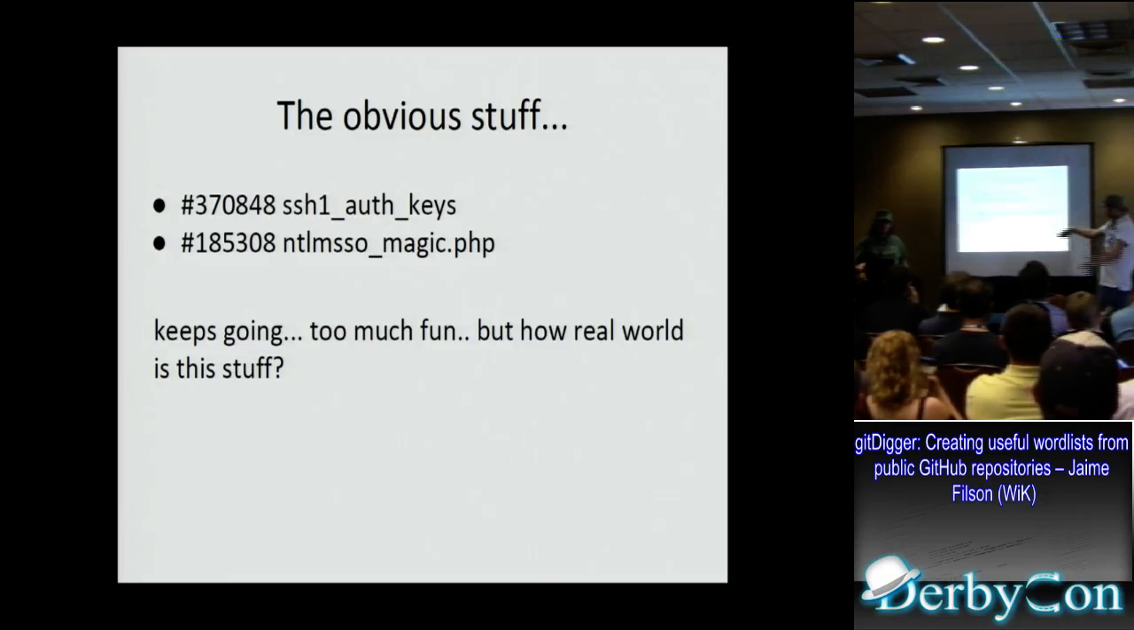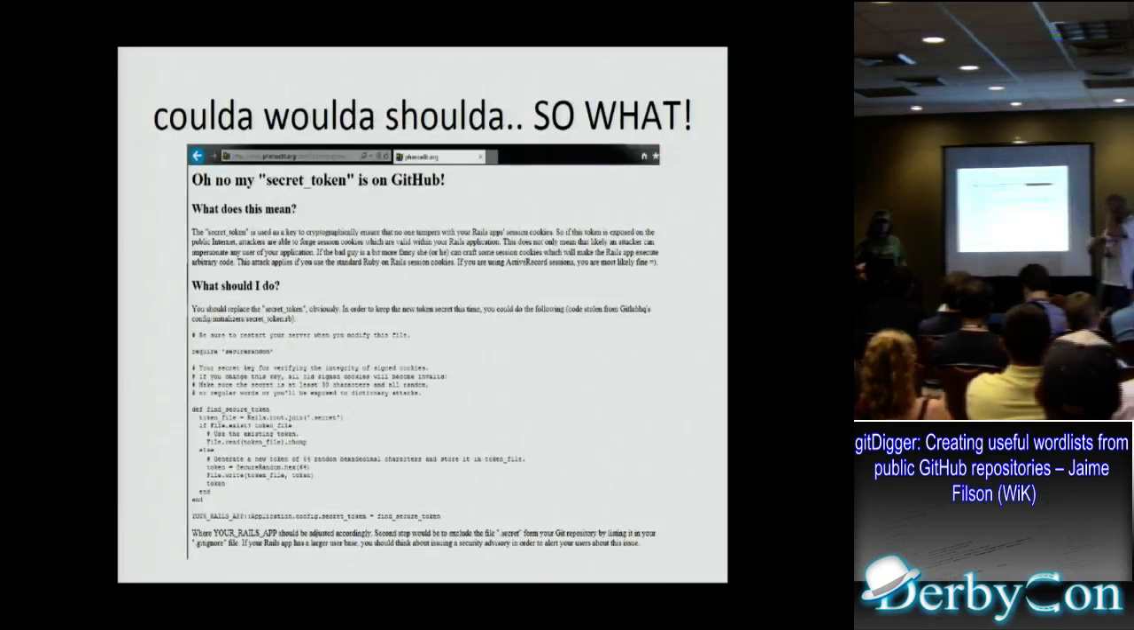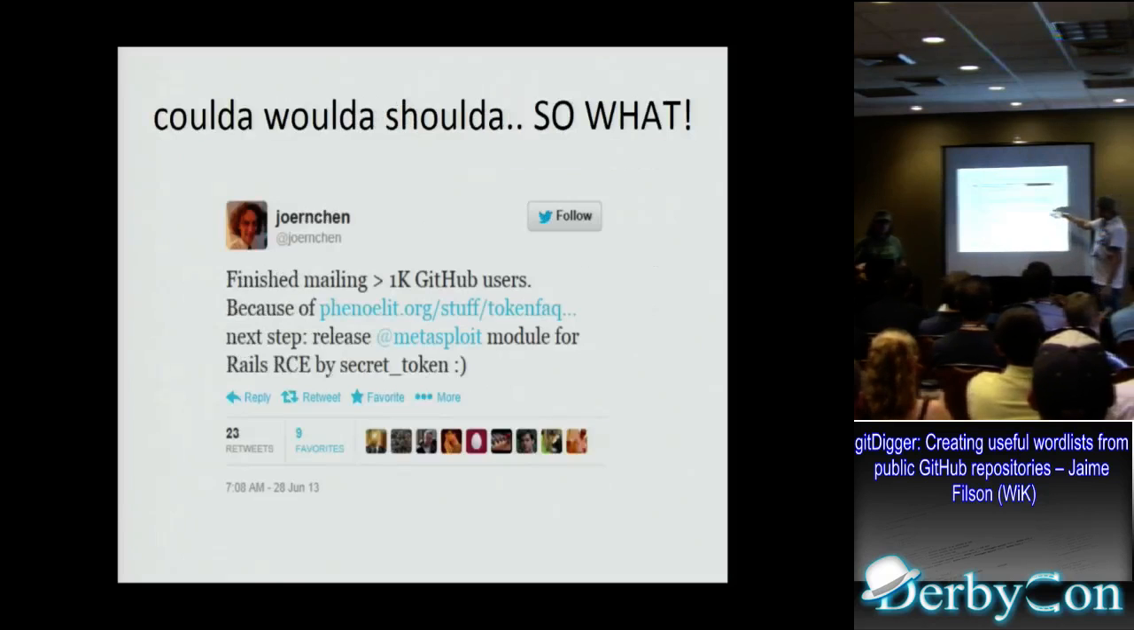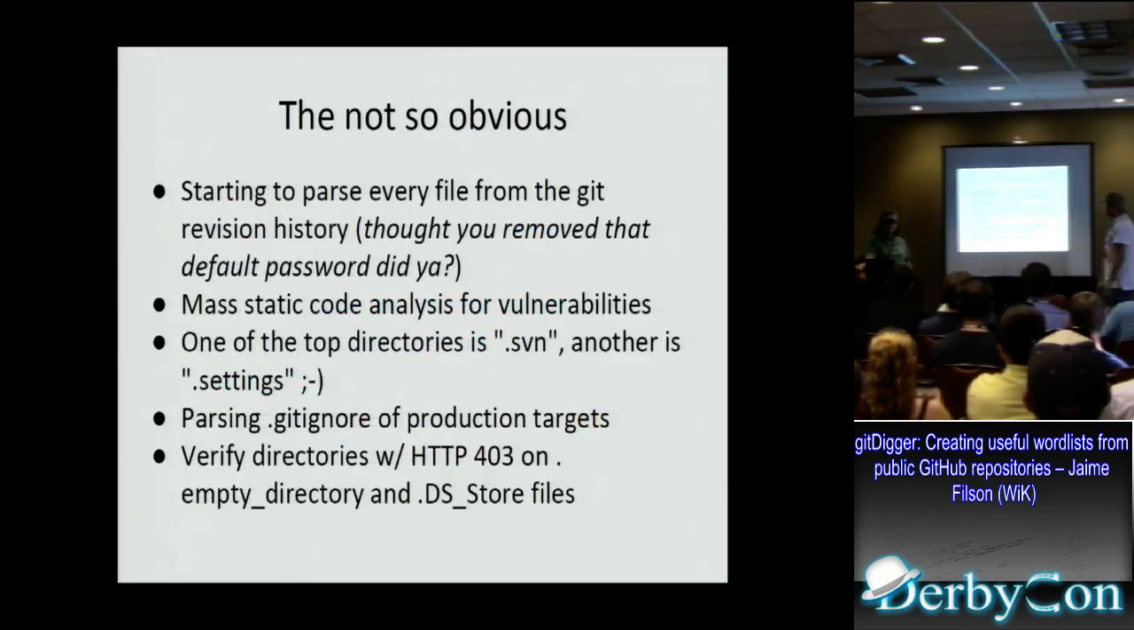All right, what about real world stuff? We already talked about the secret token stuff, secret salts. Joe released the information about the remote code execution with the static salt, and he was nice enough, before he released it, to email everyone on GitHub that had these static salts. I'm way too lazy for that, so tough. Not doing it. So what about the not so obvious stuff?